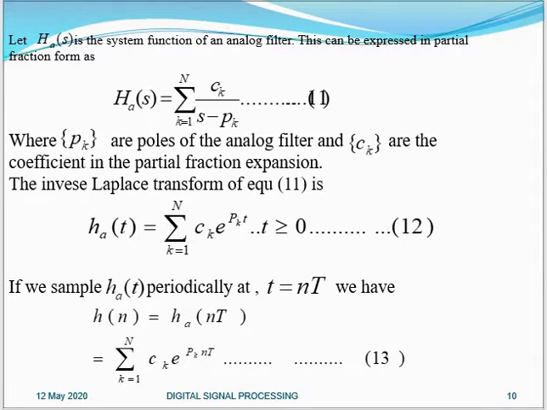The slides I have already given to you. So Ck by S minus Pk. This Ck is nothing but the coefficient of the partial fraction expansion. We have already done the partial fraction expansion for H of Z in our Z transform classes. So we know what the coefficients of partial fraction expansion are and how they come, because any signal can be given as sinusoidal and cosinusoidal signals, which have coefficients in all the domains. So Ck is coming from that part. Ck is the coefficient of partial fraction expansion, and Pk are the poles of the analog filter.